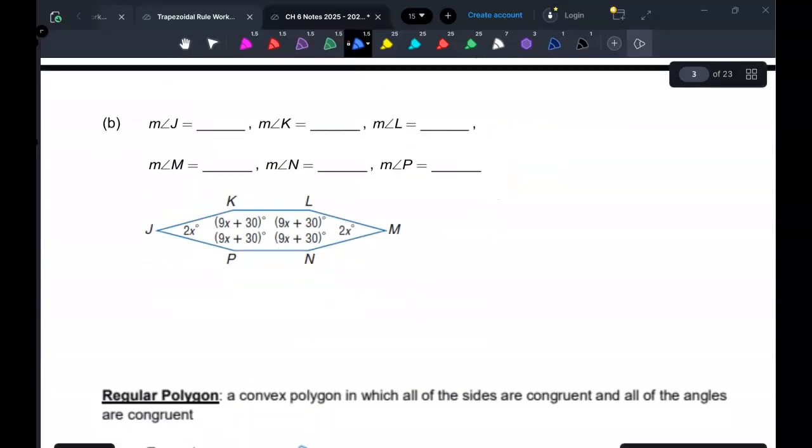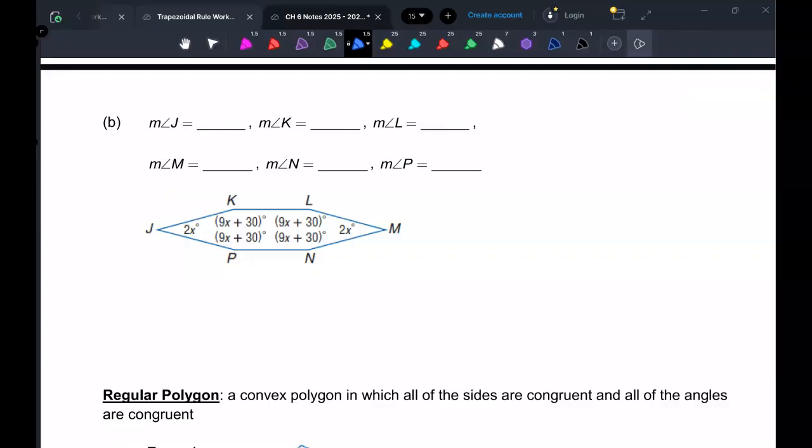Okay, how many sides does this one have? 6 sides. So if we're not sure, our sum would be 6 minus 2 times 180. And that would be 720. Okay, so again, the more sides we have, the larger the sum is going to have to equal. Here, I have 2 angles that are 2x, and I have 4 angles that are 9x plus 30.